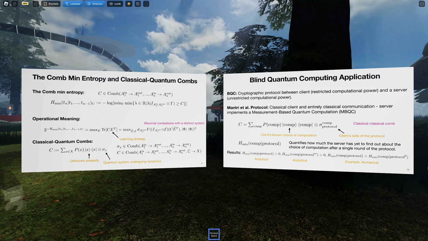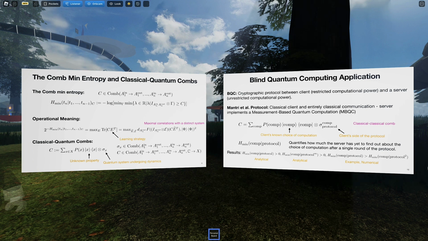It is a cryptographic protocol where some client has very restricted computational resources and they want to do some computation that requires more resources. So they access some company, some server that can do this.